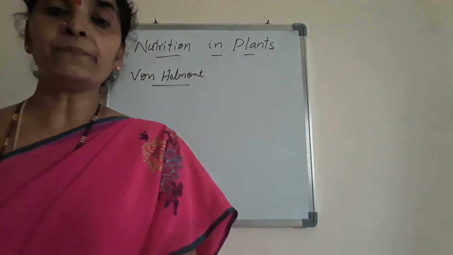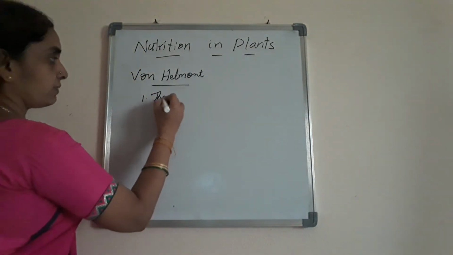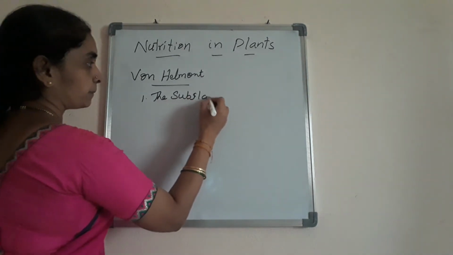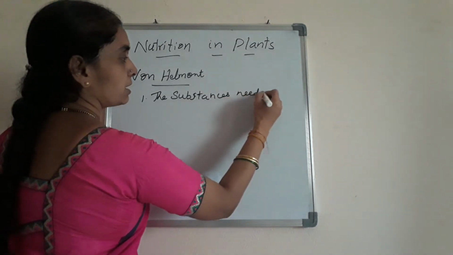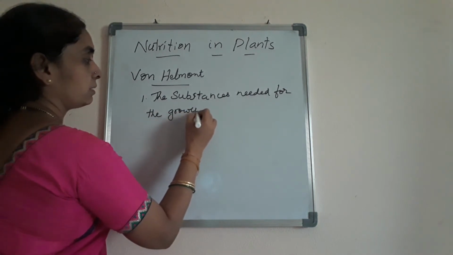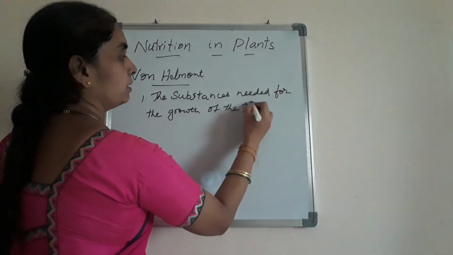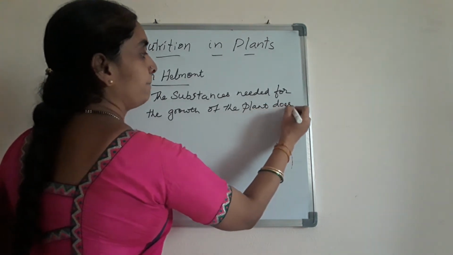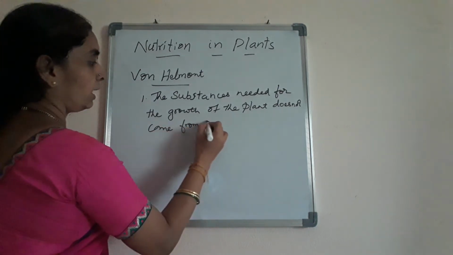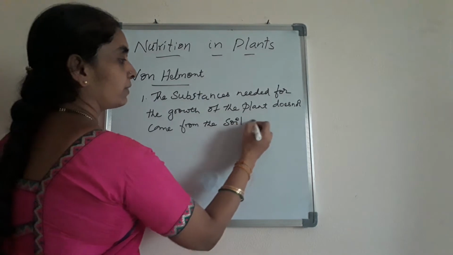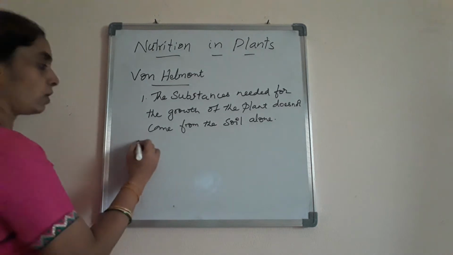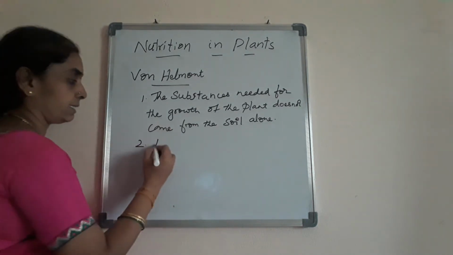What did he say? The first statement that was given by him was that the substances needed for the growth of the plant do not come from the soil alone. So, the plant grows because of the water it gets.